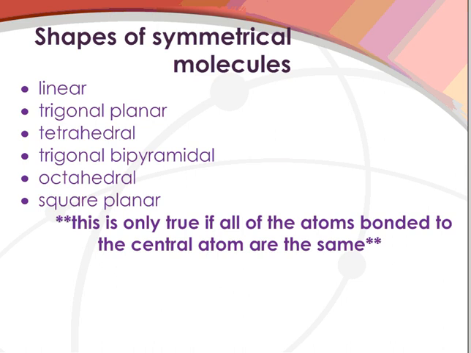Here are your shapes of symmetrical molecules: anything that's linear, trigonal planar, tetrahedral, trigonal bipyramidal, octahedral, and square planar, as long as all of the atoms bonded to the central atom are the same.